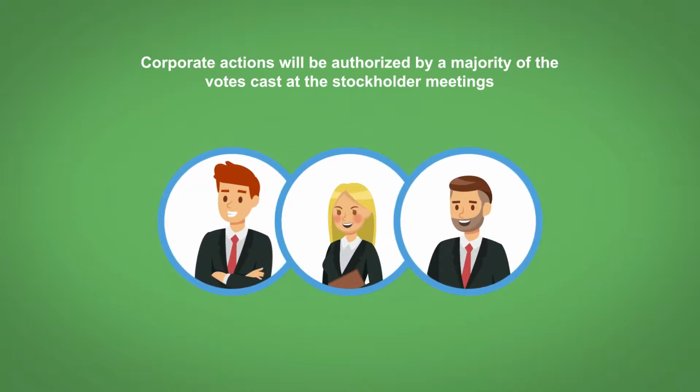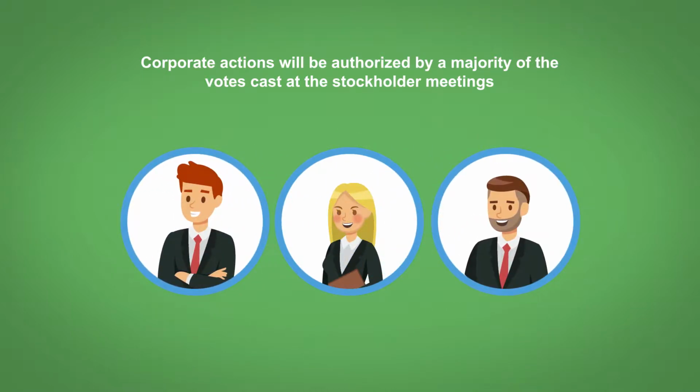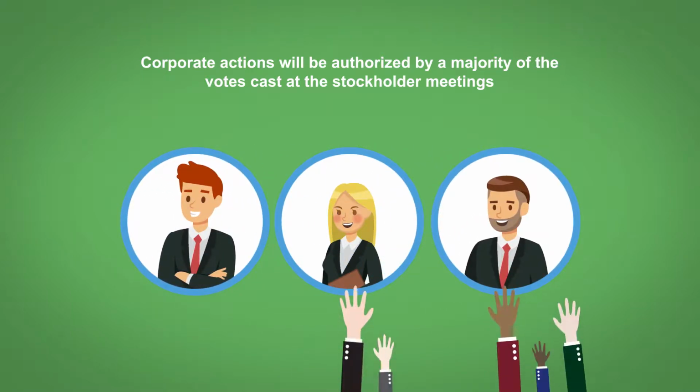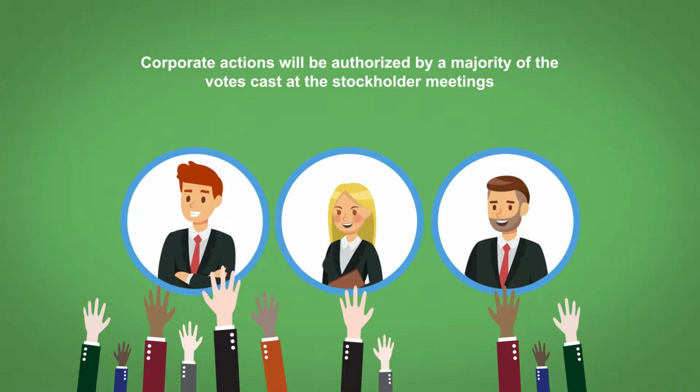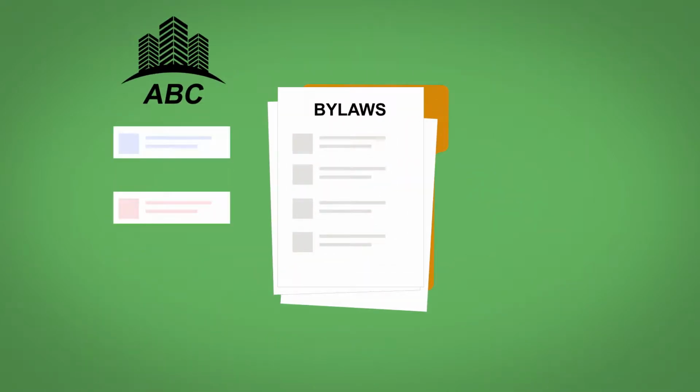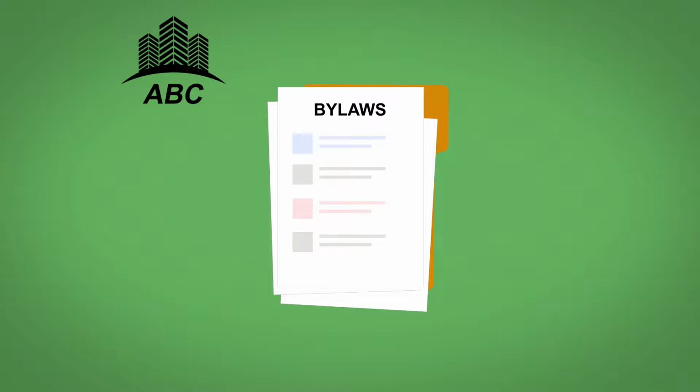This last provision means that if there's a contested election with multiple candidates for a director position, the one who receives the most votes is elected, even if he or she does not receive an absolute majority of the votes cast. These are examples of the types of provisions that corporations adopt as part of the corporate bylaws.